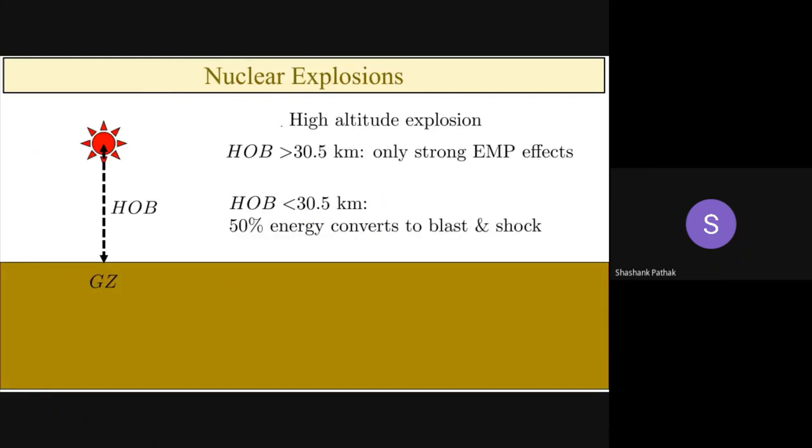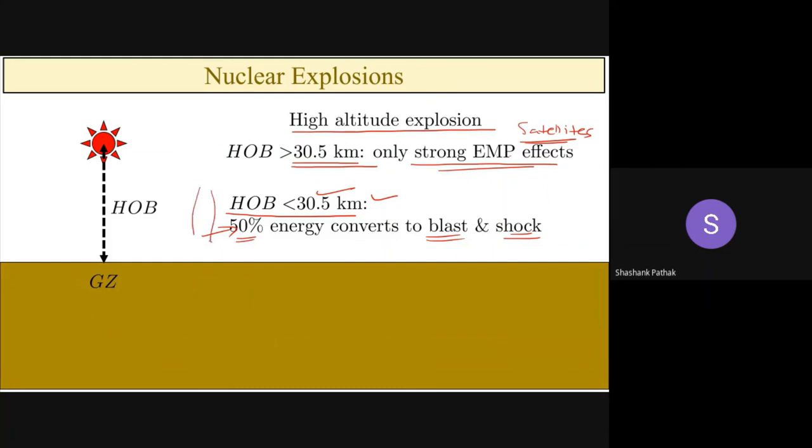And after that, when we talk about nuclear explosions, this is just a small piece of general knowledge: there are high altitude explosions. When explosions happen at this particular height, 30 kilometers, it is not important for structural engineering, because this will have only strong EMP effects, electromagnetic effects, which may affect your satellites or your communication systems. When the height of burst is below this, maybe far below this, it is said empirically that 50% of the energy converts to blast and shock, and then such explosions are of interest to civil engineers in case of nuclear explosions.